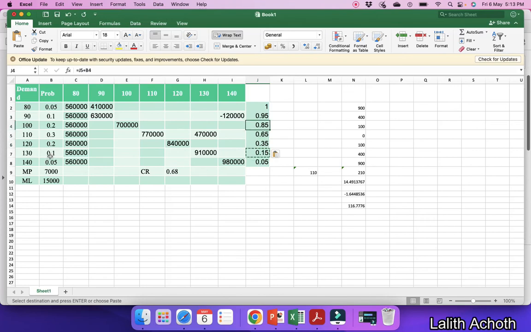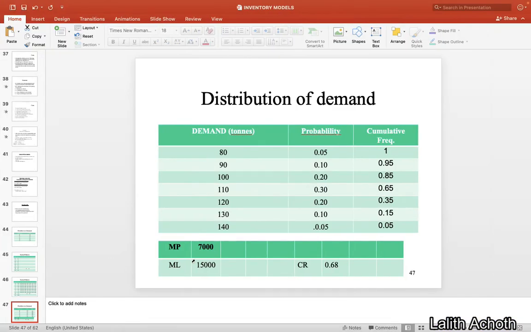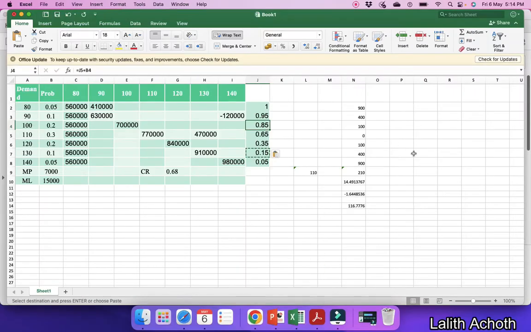Okay, that's important. When I am using the critical ratio as marginal loss divided by marginal loss plus marginal profit, I get 0.68. And then it becomes very simple. Now move upwards till you get this critical ratio 0.68. Now 0.68 will lie between these two: 0.65, and then it will go to 0.68 and then go to 0.85.